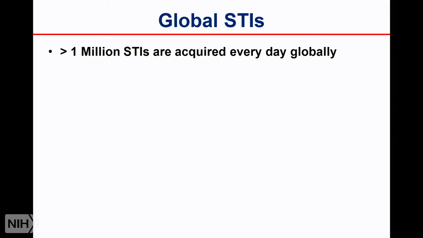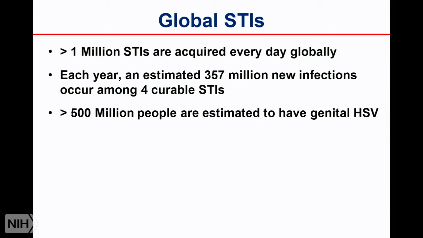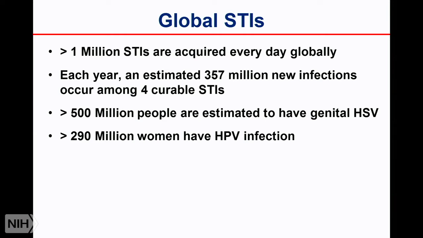WHO, the World Health Organization, has tried to enumerate how big of a problem this is currently. And they have postulated that about 1 million people will acquire a sexually transmitted infection every day, and so over 350 million on an annual basis. Turns out, of that 350 million, most of those are among four curable diseases that we could diagnose and treat if there was enough public health attention to these bothersome infections. And 500 million people in the world are estimated to have genital herpes, and HPV, which we're going to be hearing a lot about, WHO feels somewhere over 290 million women globally.